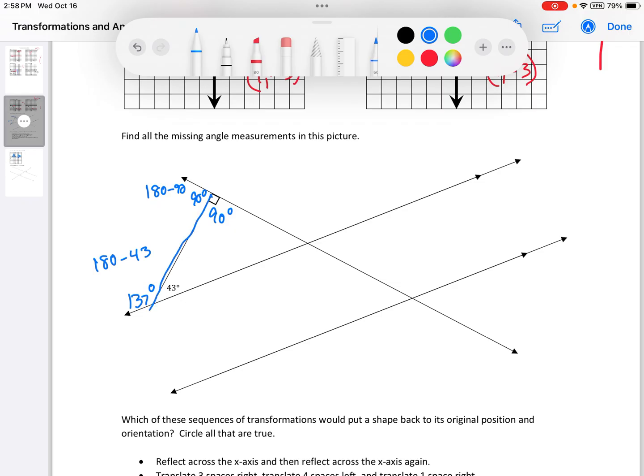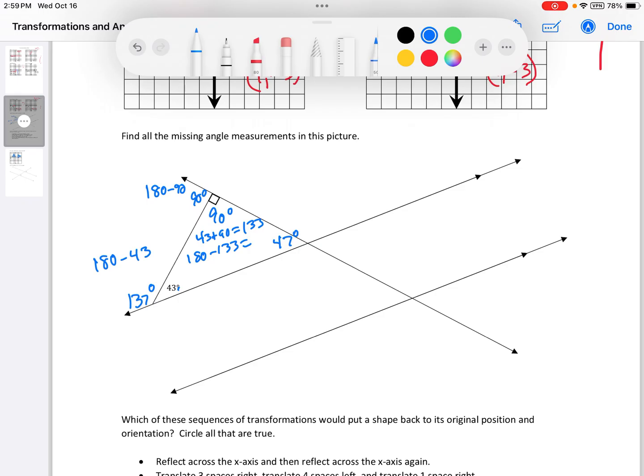Next, do you see this triangle? We all know that a triangle adds up to 180 degrees. So we've got a 43 and we've got a 90, so we'll do 43 plus 90. That's 133. To get the last one, it has to add to 180 because it's a triangle. So we'll do 180 minus 133. And that answer is 47 degrees. I think I'm wrong. 180 minus that is, yep, 47 degrees is correct.